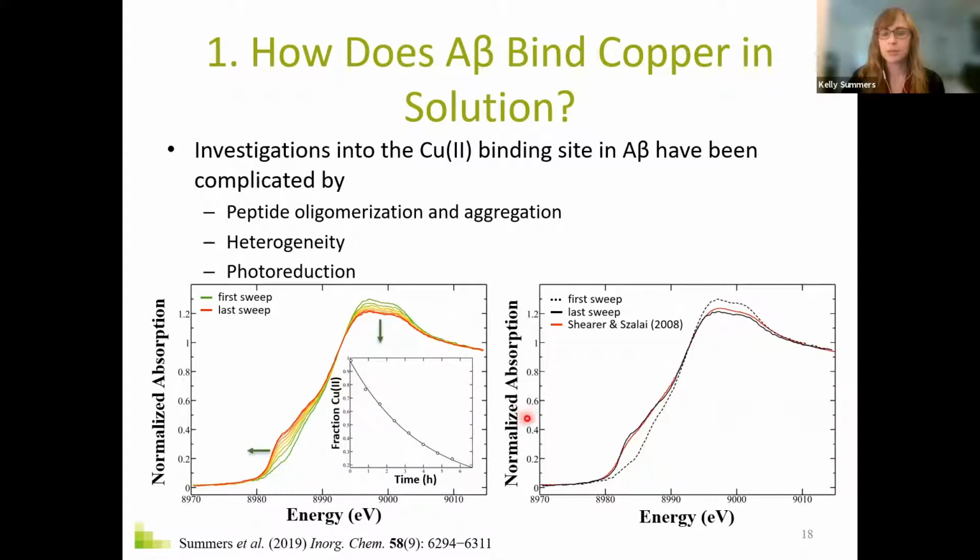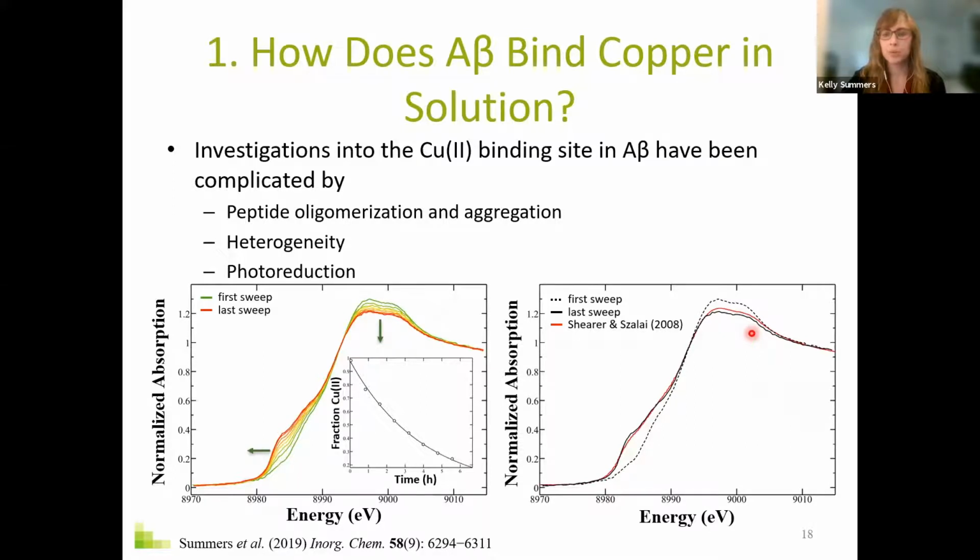And so we wanted to, not to pick on anyone, but to illustrate our point that this has been an issue in the literature. The dashed line here is our initial first sweep, and the solid line here is our final sweep. And this red spectrum here is one that we borrowed from an older paper in the literature, when photoreduction was less well known and just not thought about as much. So this, of course, led to some difficulty interpreting the data in some of the early studies.